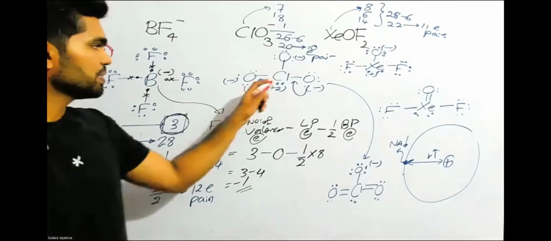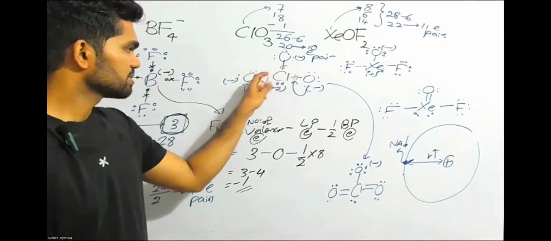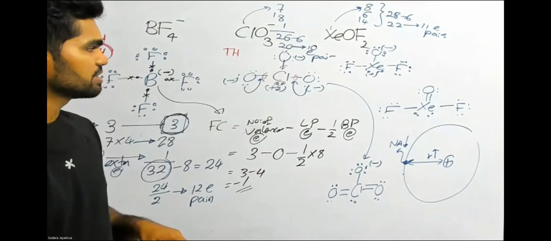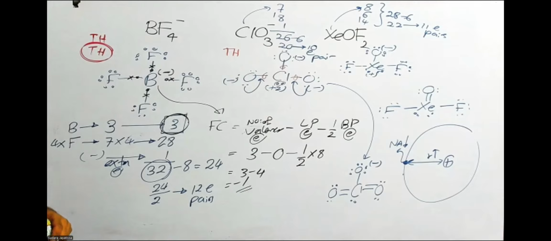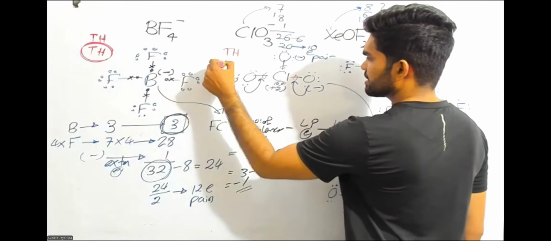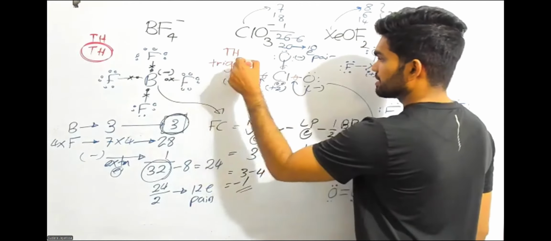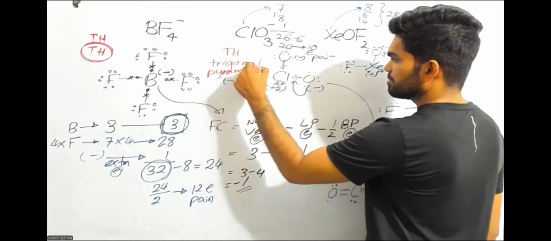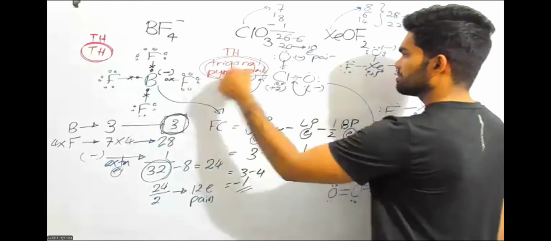Okay. And here you have again 4 repulsion units. So that means tetrahedral electron pair geometry, but you have one lone pair. So it is trigonal pyramidal shape. Okay, trigonal pyramidal shape. This is the shape.